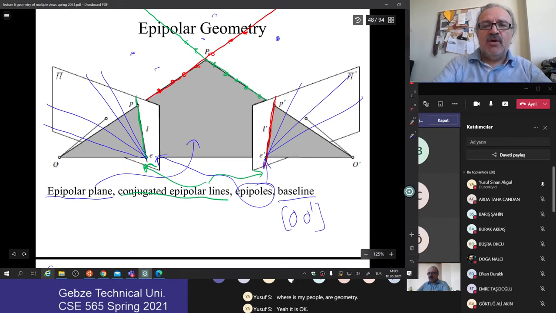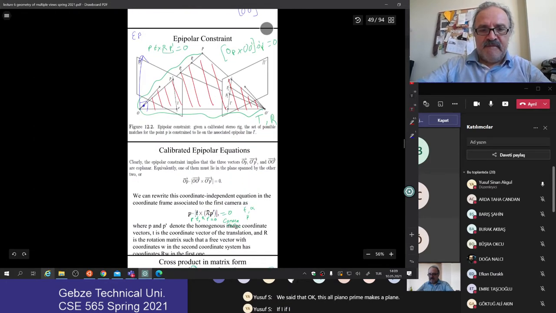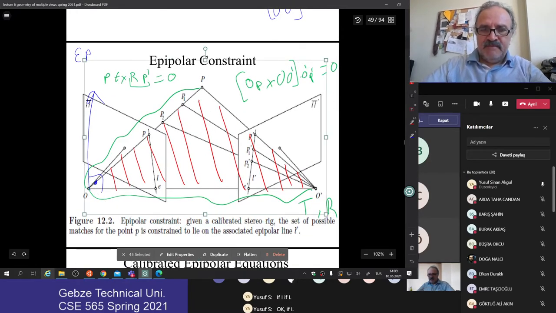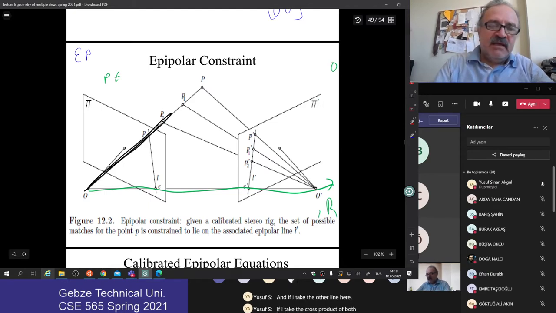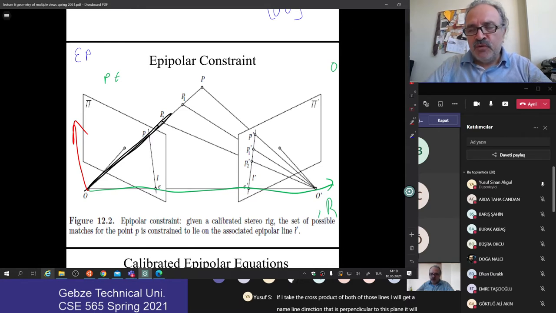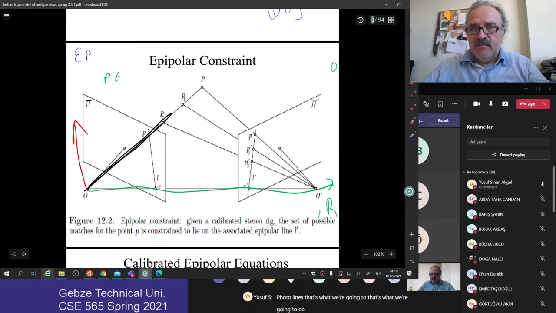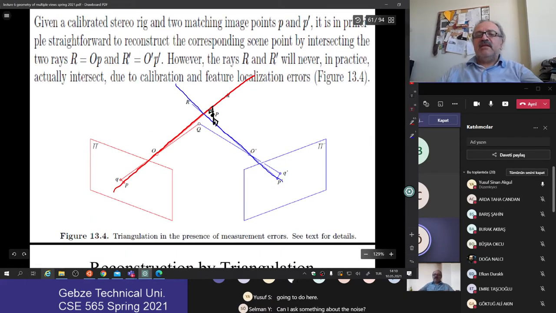We said that, okay, this O, P, and O prime makes a plane. If I erase these. Okay. If I take this line, and if I take the other line here, if I take the cross product of both of those lines, I will get a new line direction that is perpendicular to this plane. It will be perpendicular to both of those lines. That's what we are going to do here, to get the direction for this black segment.